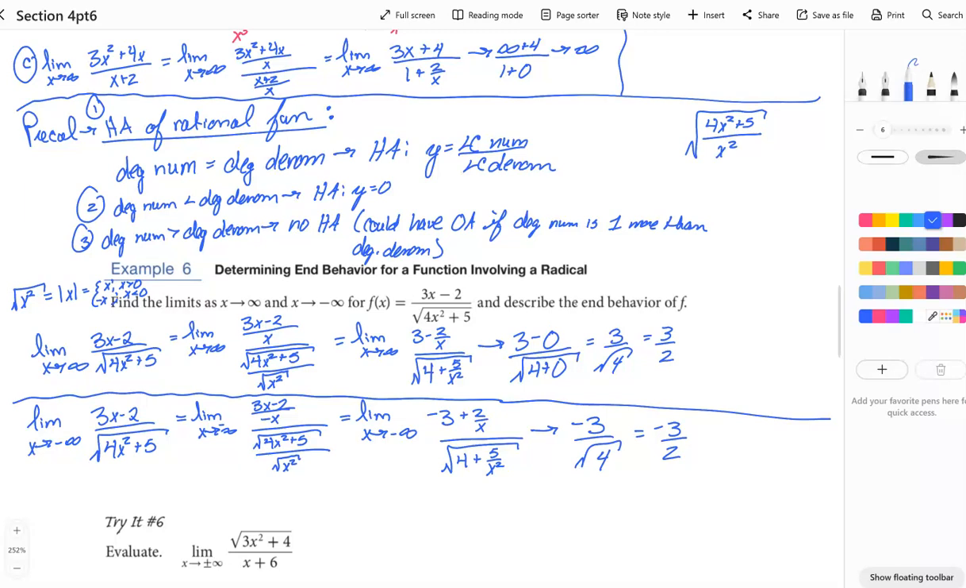So this guy has two horizontal asymptotes: one at y equals 3 halves and one at y equals negative 3 halves. And if we were to graph that function, we would end up seeing that.